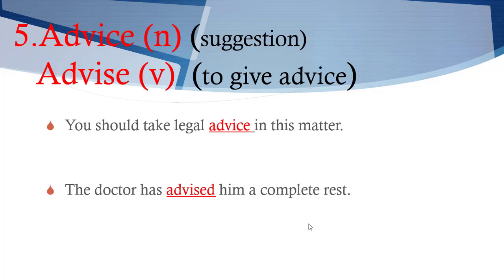Our fifth set of words is advice and advise. The only difference in the spelling is that of C and S. The first word is a noun and the second word is a verb with the same meaning. Advice means suggestion, whereas advise means to give advice, to give suggestion. Now, advice is used in a sentence as: you should take legal advice in this matter. And advise is used as a verb: the doctor has advised him a complete rest.